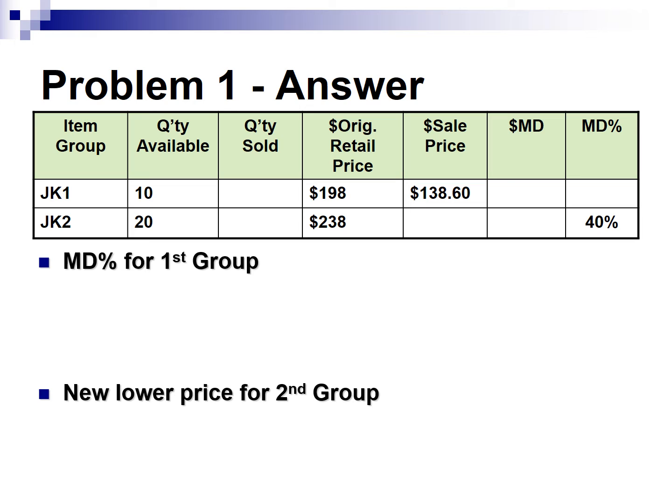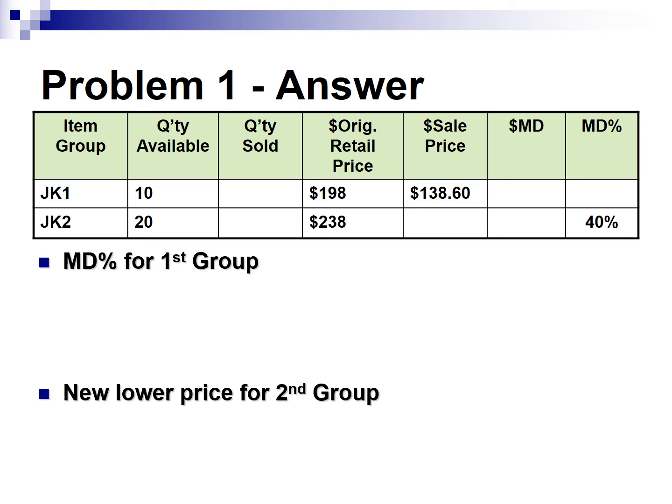Now, the question didn't mention anything about how many of them were actually sold, so we're not going to have anything in the quantity sold column. Just leave them blank for now. And the original retail prices were given, so we just put them down here. And sale price is basically the price after the markdown.